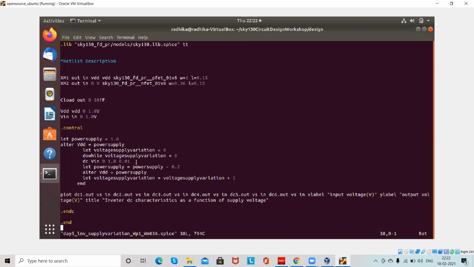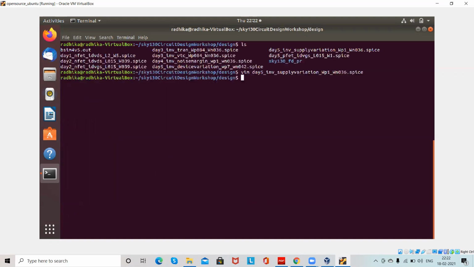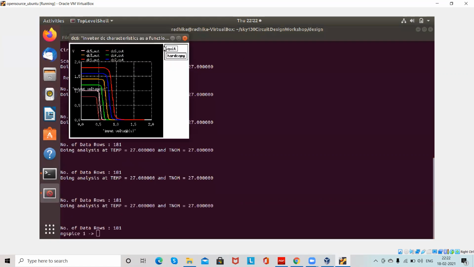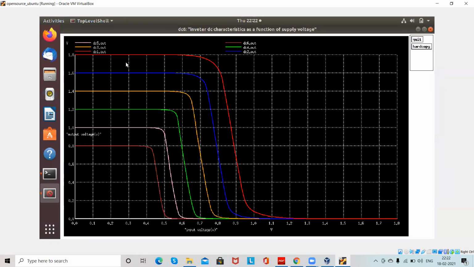Now let's observe the VTC curve for this. Now let's run this. Type ngSpice and the spice file. Now here, if you can see, this is the VTC curve for 1.8 volts, and this is for 1.6 volts. And similarly, this is the VTC curve for 0.8 volts.